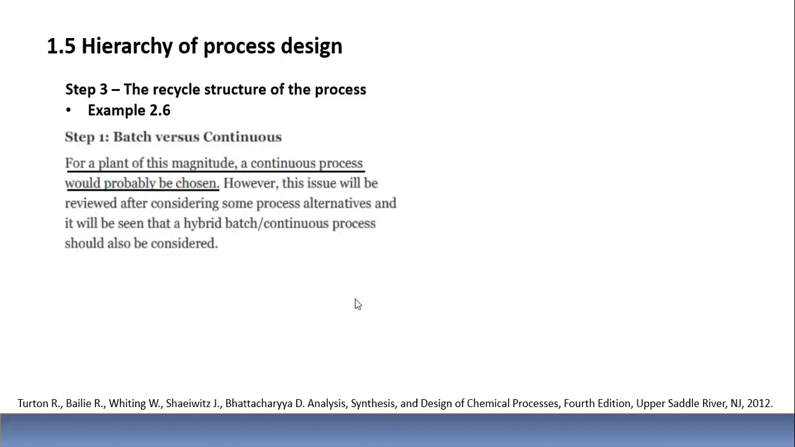Batch versus continuo. Aquí se van a ver los tres pasos que revisamos entre la clase anterior y esta clase, que tienen que ver con decidir entre planta batch o continua, entre decidir las líneas de reactivos y productos, y el paso 3, que es la línea de recirculación. Esos tres están, por lo menos se trata de considerar aquí. Número 1, batch versus continuous. For a plant of this magnitude, a continuous process will probably be chosen.